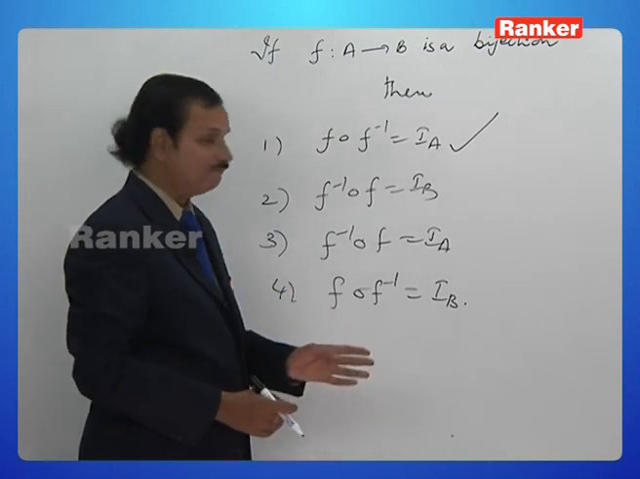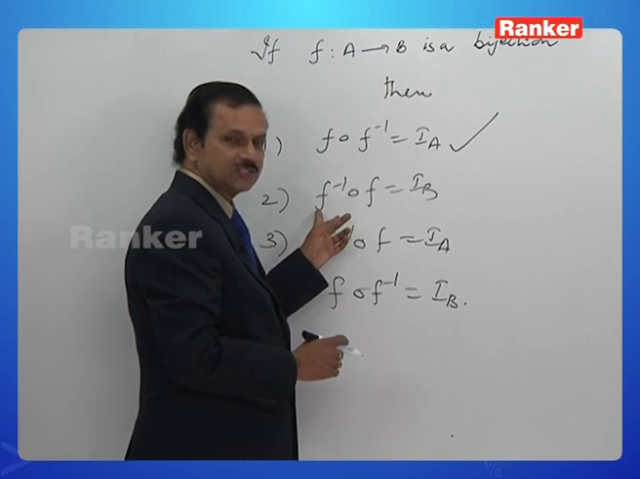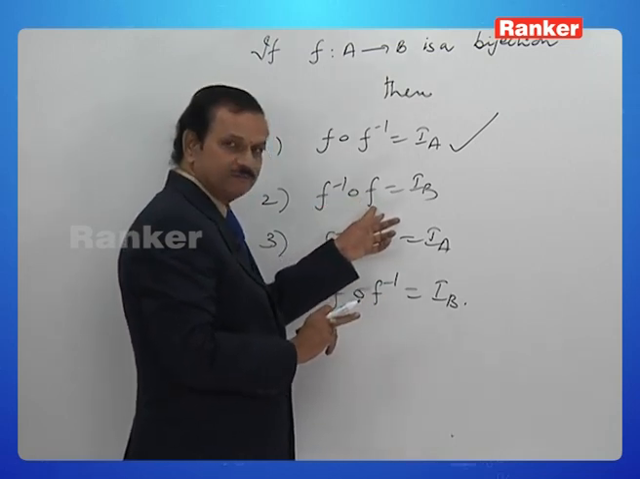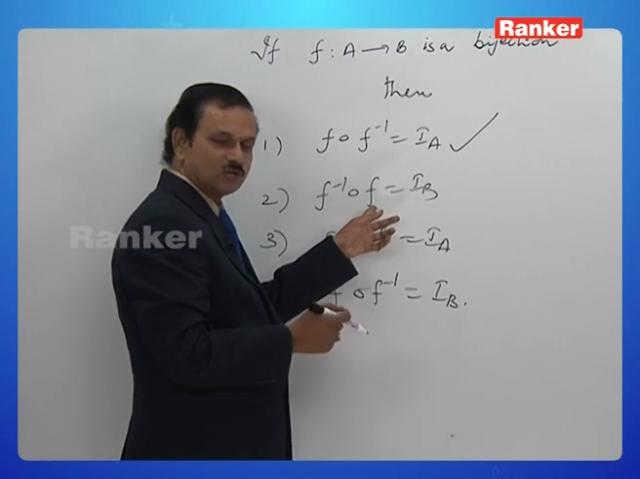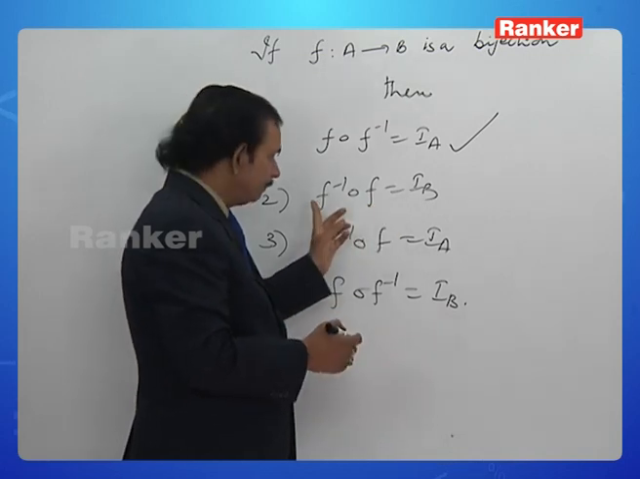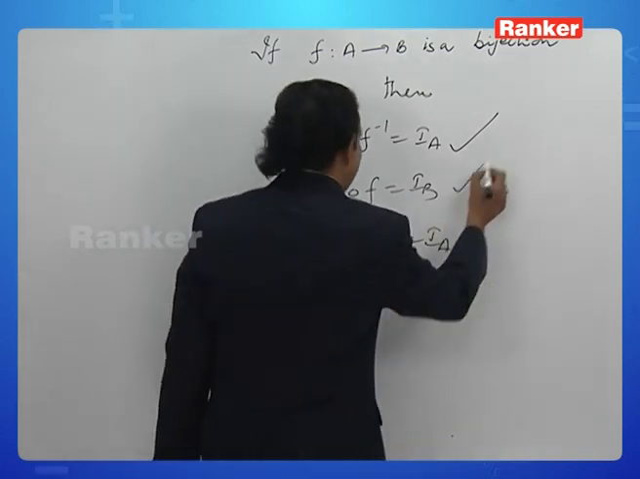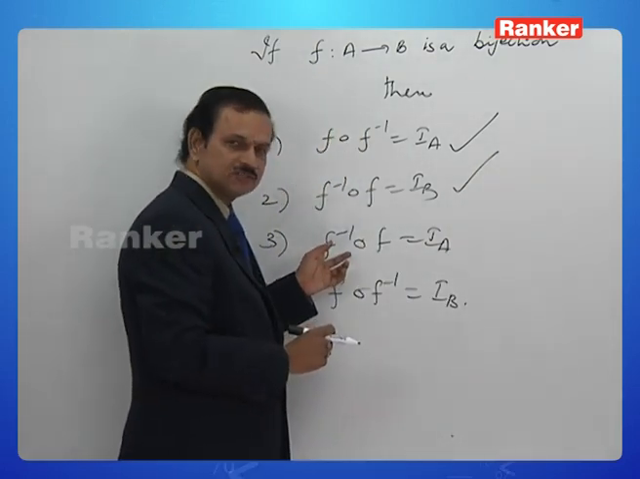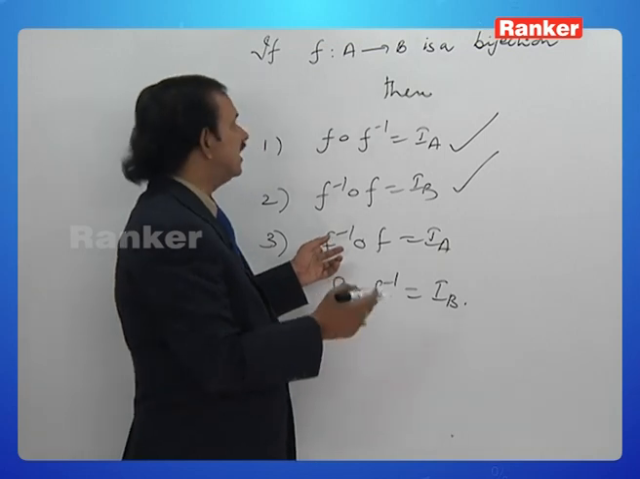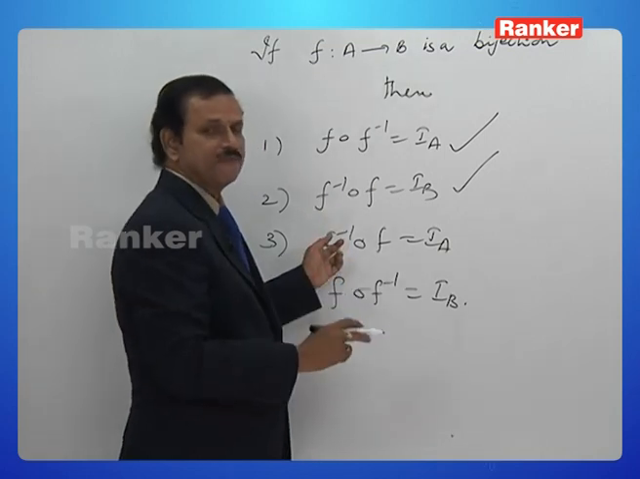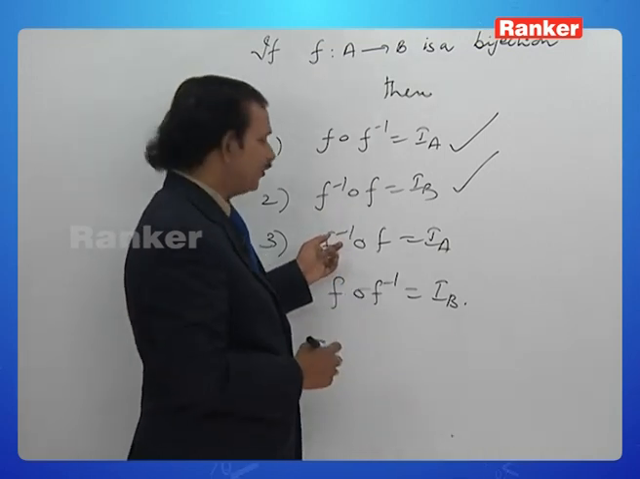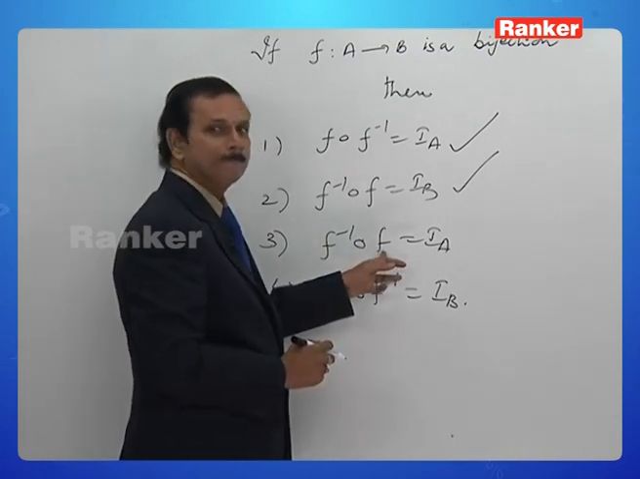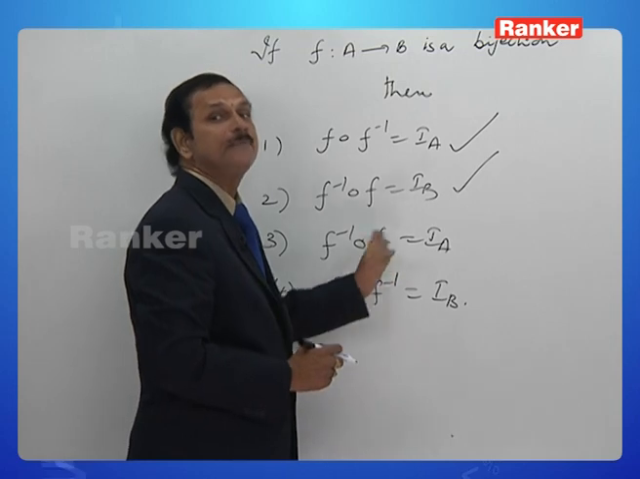You discuss them. What is the domain of f inverse? B. What is the codomain of f? B. B to B. This is also correct. What do you say about this? What is the domain of f inverse? B. Because f is from A to B, f inverse is from B to A. Domain of f inverse? B. Codomain of f? B. So it is a function from B to B.